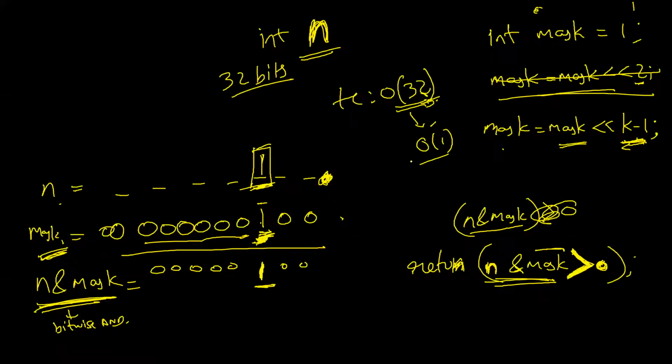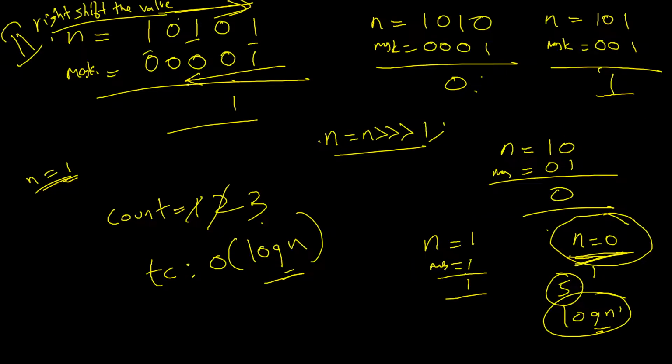Correct? So this is how you check the number of set bits. You're just checking whether each bit is set or not. Check, set or unset. You're just doing this thing, and you're checking it till this point. So instead of moving the mask towards the left side, you can move the value towards the right side by doing this thing.